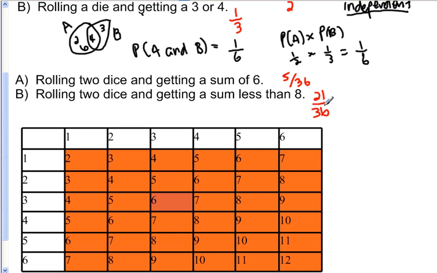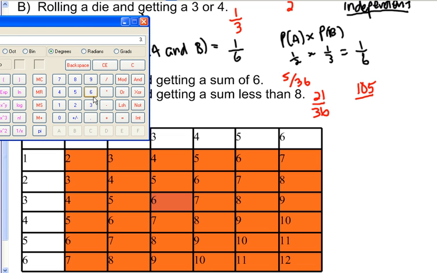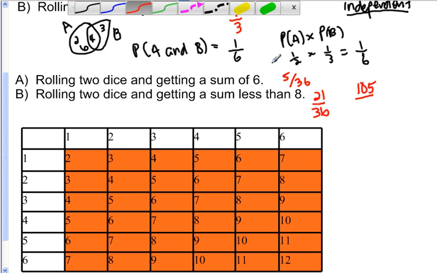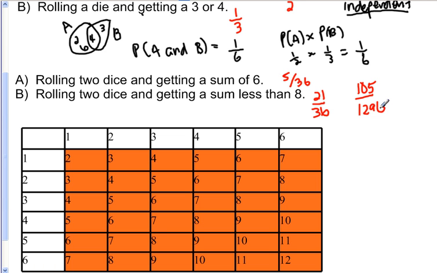So if we multiply these together, we get 105 out of 36 squared. Let's calculate that. We get 1296. So we did probability of A times probability of B. That's this number. So what we want to show is if the AND part, the probability of A and B, if that equals this number, 105 over 1296, then these events are independent. If not, then they're not independent.